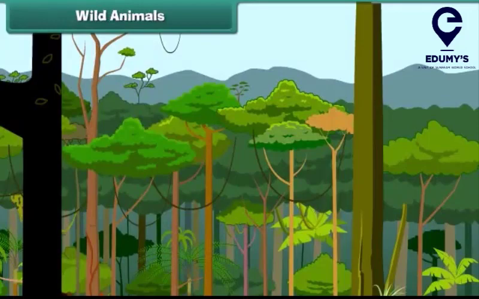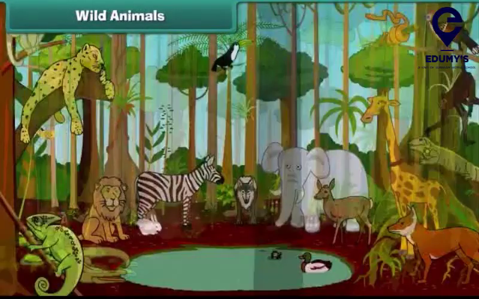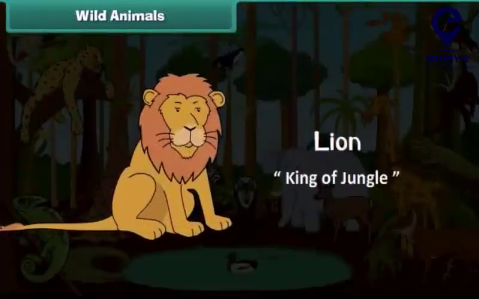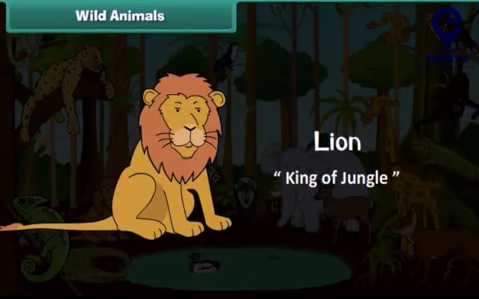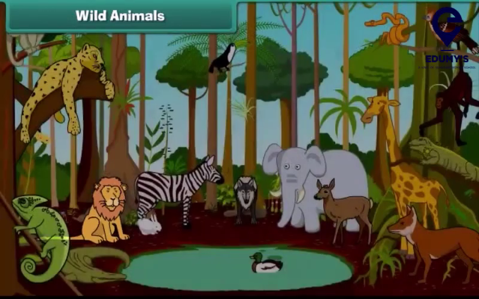The jungle is the natural home of wild animals. They are called wild because they can hurt. The lion is big and strong. He is the most powerful animal of the jungle. Hence, he is also known as the king of the jungle. The lion eats meat and flesh of other animals.